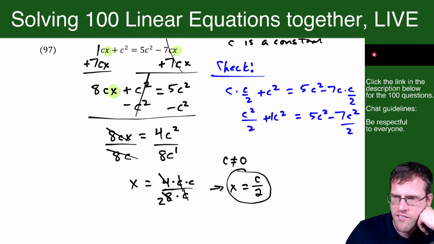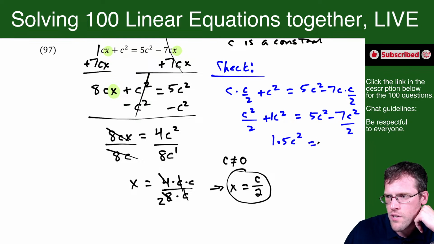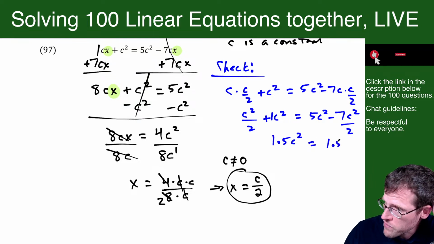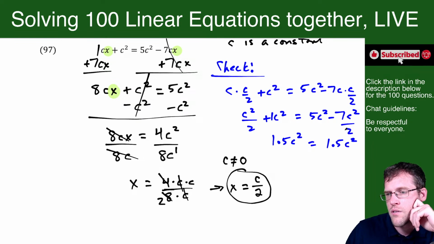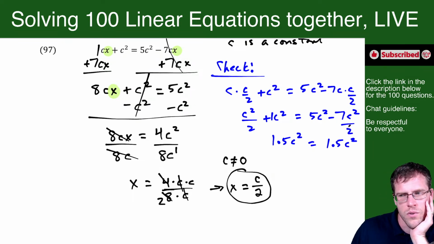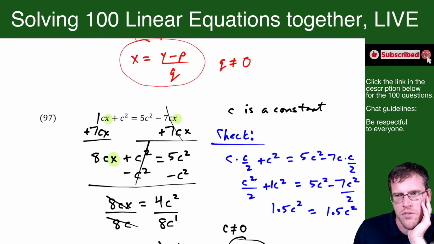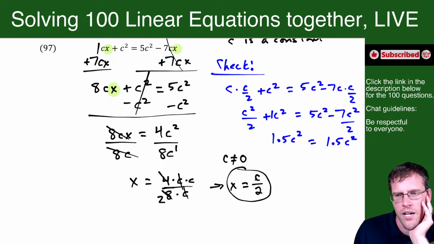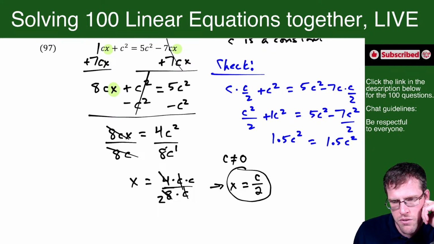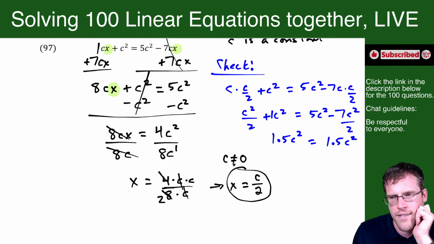So let's see. 1/2 plus 1 is 1.5, so 1.5 c squared equals. This is 5 minus 3.5, so 1.5 c squared. In this case, the denominator doesn't have a variable, it's just a constant. But we did divide. Once we're in this form, 4c squared over 8c, technically if we leave it unsimplified, c equals 0 would make this undefined. So I still feel okay saying this.